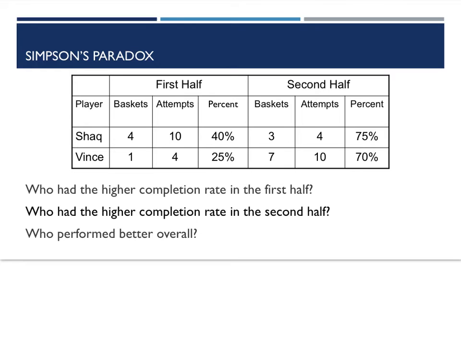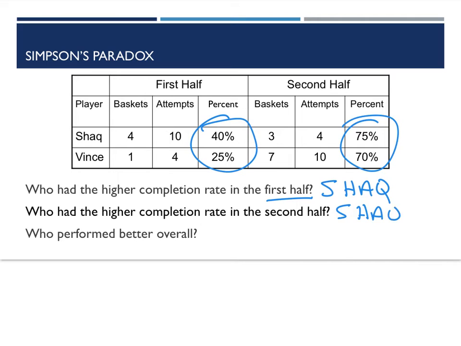Sometimes we don't have to work that hard. If you're given the percentages already, just say thank you very much and move on. If I look at the first half and I look at the percentages, Shaq did better in the first half. If I look at the second half, Shaq did better in the second half. But the real reason that I included this chart is because of who performed better overall. I don't want you to take one example and sort of get locked into a ritual that's not necessarily correct. In this case, I want to know who performed better overall.